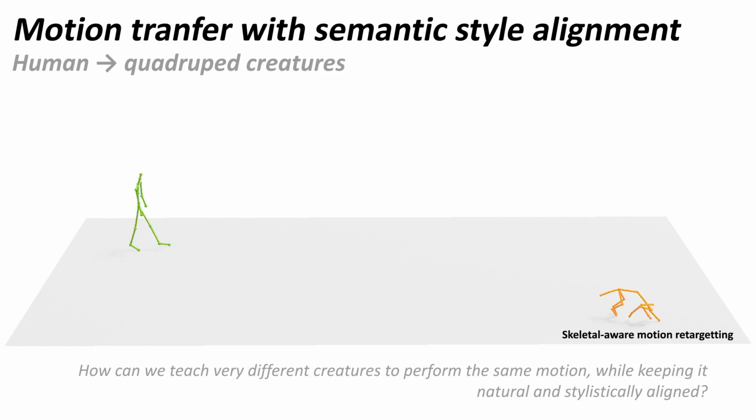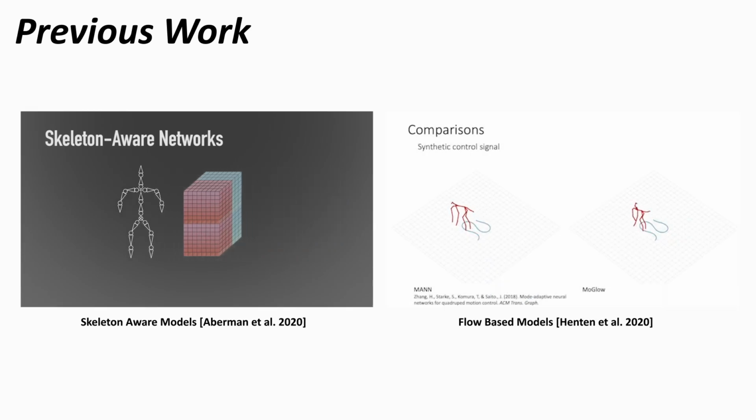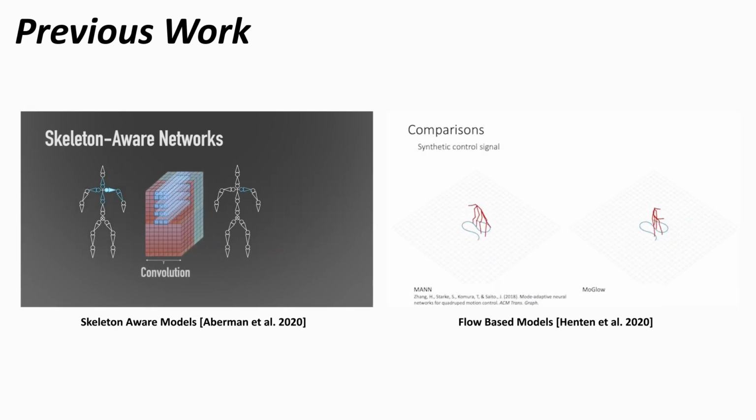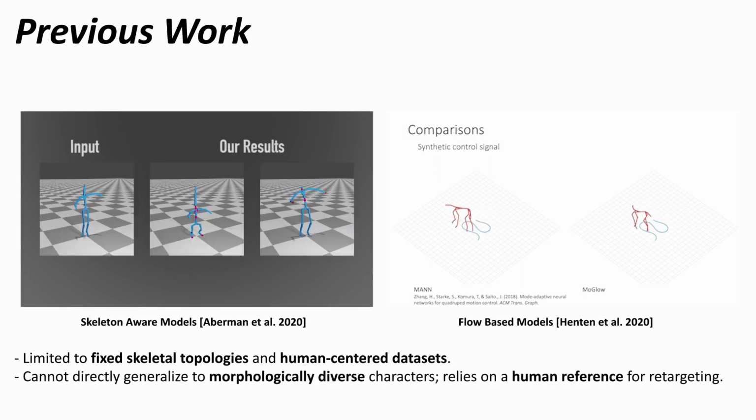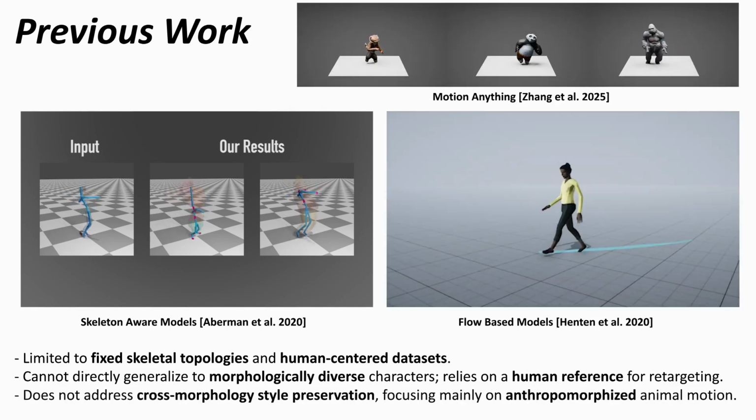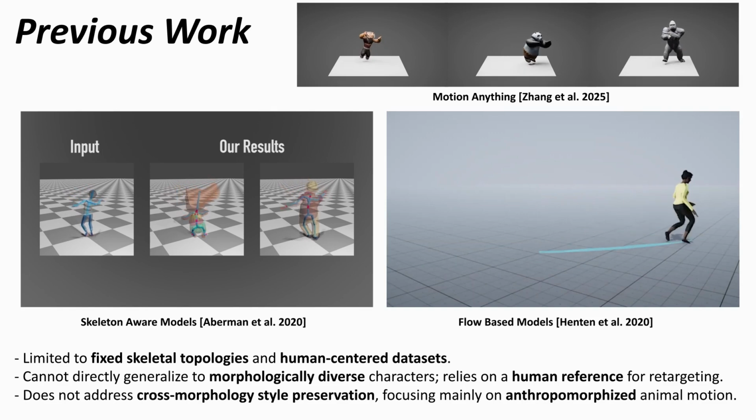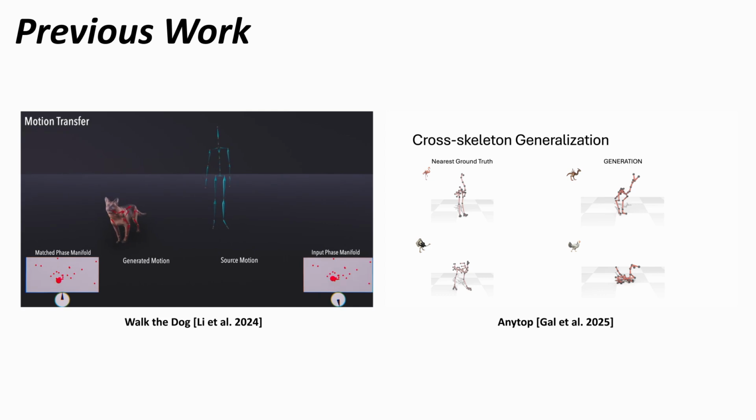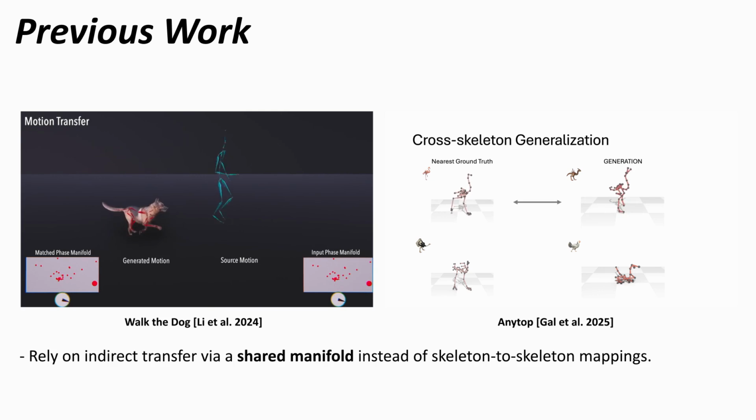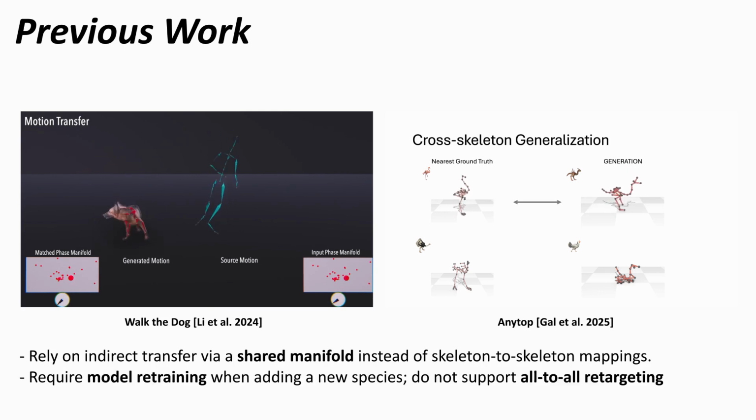the target character. While previous motion retargeting methods have improved animation transfer, they rely on fixed skeletal structures and human-centered datasets. As a result, they struggle with morphologically diverse characters and often produce anthropomorphic motions instead of preserving species-specific movement. More recent cross-domain methods support different skeletal topologies but still rely on shared latent spaces, require retraining for each new species, and cannot perform true all-to-all motion retargeting.